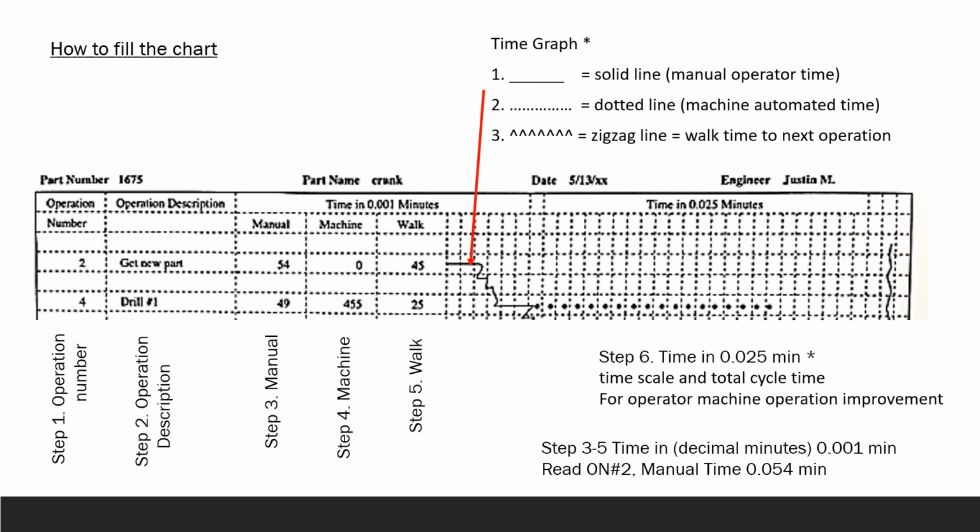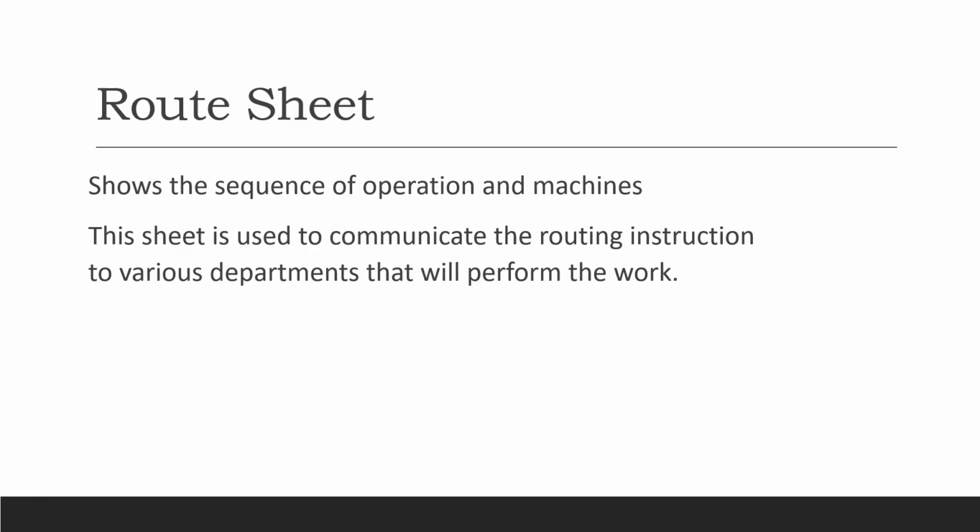So for operator machine operation improvement, we use this graph. So the time graph we fill by using lines. So for solid line, for manual operator time, dotted line, we use for machine automated time, and a zigzag line we use for walk time to the next operation. The route sheet, well, it shows a sequence of operation and machines. We use this sheet to communicate the routing instruction to various departments that will perform the work.